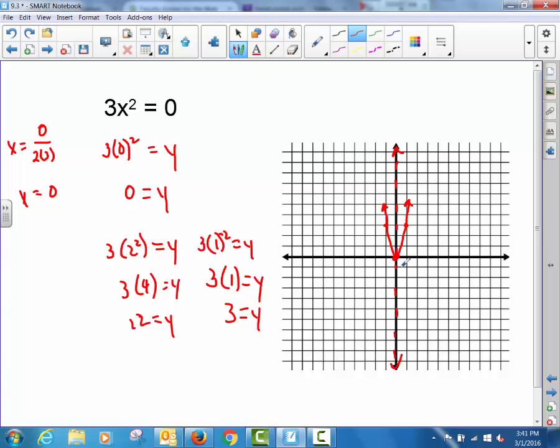And how many solutions does this one have? Yes, it has one solution that occurs at 0, 0. So the answer would be x equals 0.